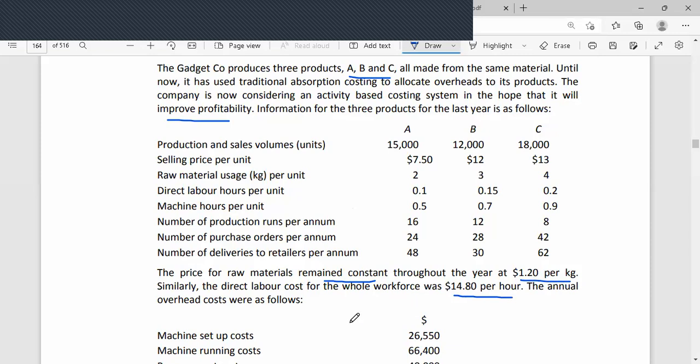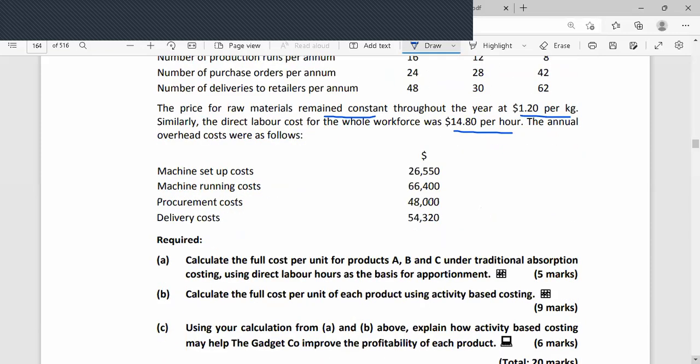The annual overhead costs were as follows. So we see machine setup cost, machine running cost, procurement cost, delivery cost. So the list of costs that are given are all indirect in nature. So these are overheads. So 4 activities and 4 overhead costs are incurred.